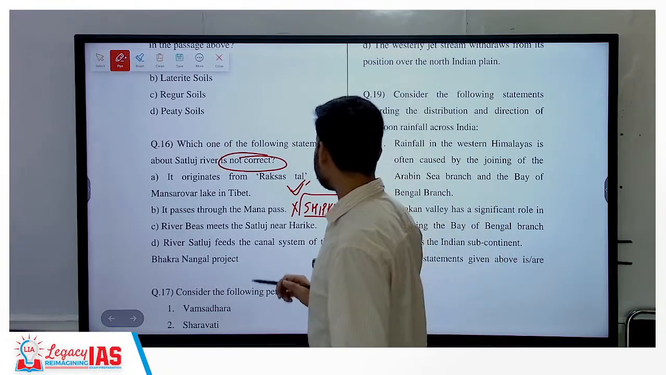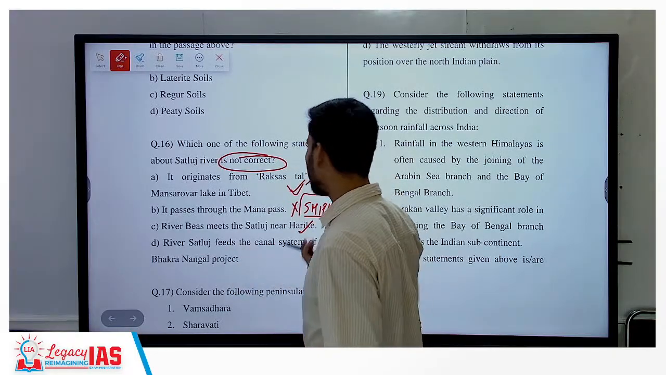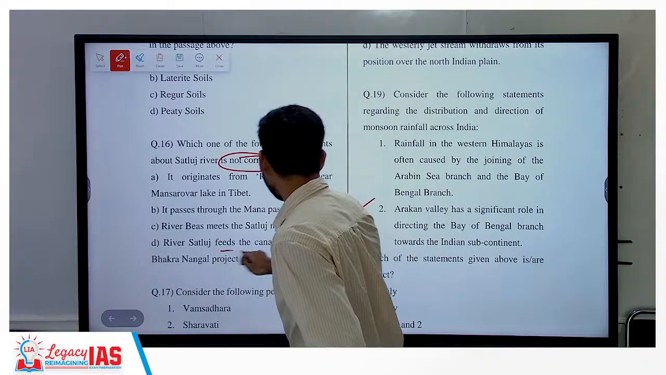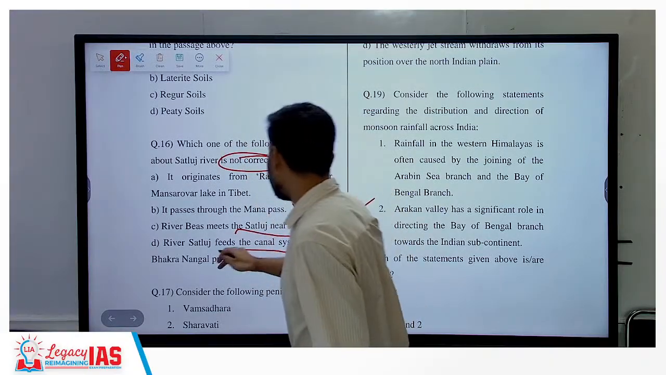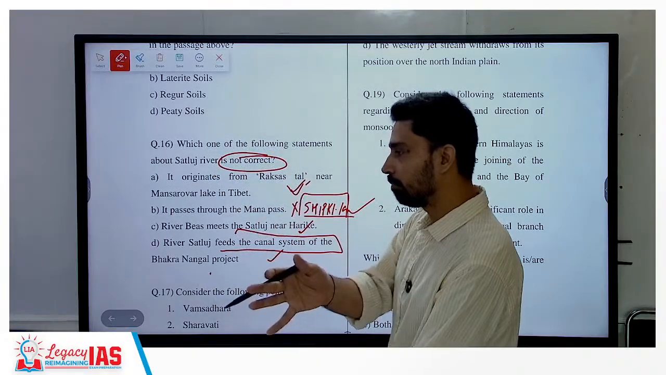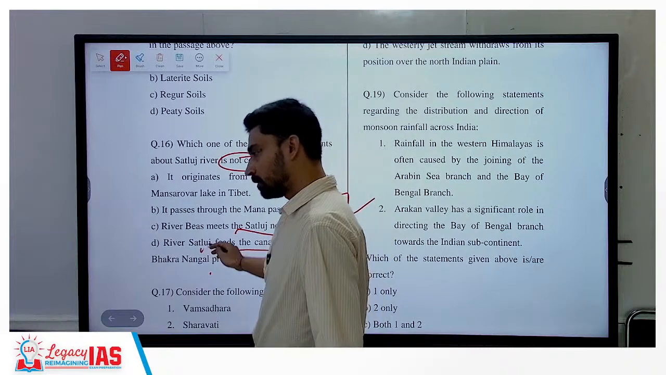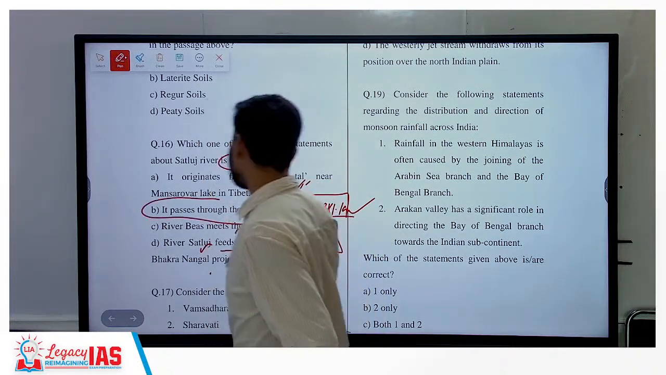River Beas meets the Satluj near Harike. Yes. Okay, Harike we have discussed, there also we have a dam, and through that dam you have constructed a canal, Indira Gandhi Canal. Here River Satluj feeds the canal system of Bhakra Nangal project, Bhakra Dam and Nangal Dam. Both dams are over which river? Satluj. That is also correct. What is incorrect one? Simple, B.